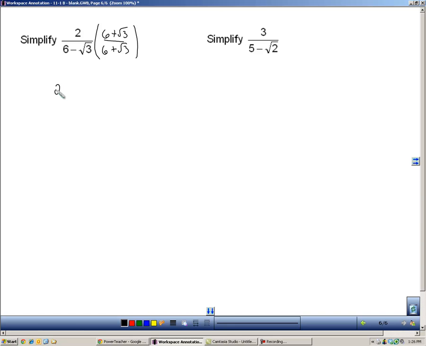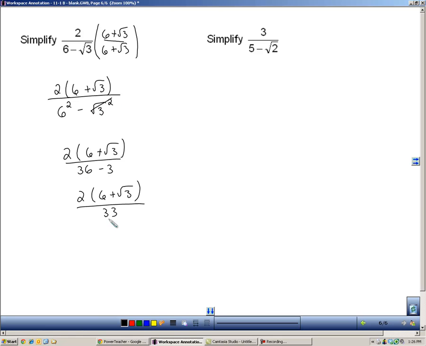So on the top, we have a 2 times 6 plus root 3, and we're going to deal with that in a second. But on the bottom, whenever you have conjugates, all you do is take the first number and square it, the last number, square it, and put a minus sign. So let's continue to simplify that. 6 squared is 36, and root 3 squared, those will cancel, equals a 3. So we end up with 2 times 6 plus root 3 over 33.